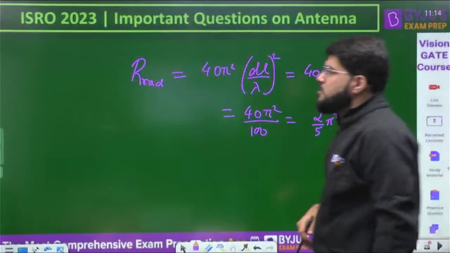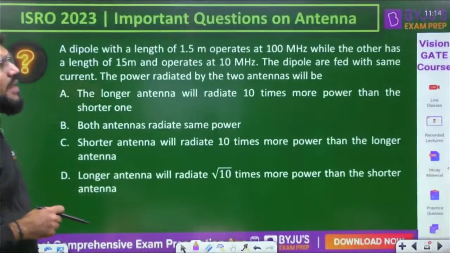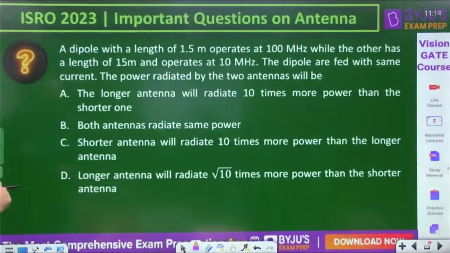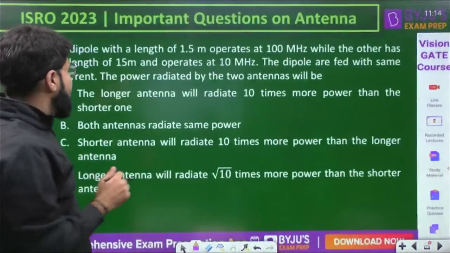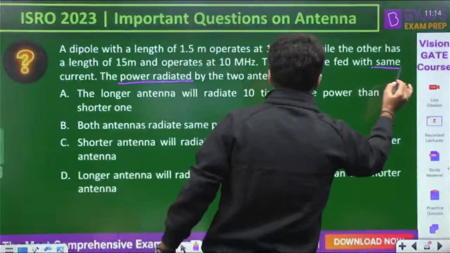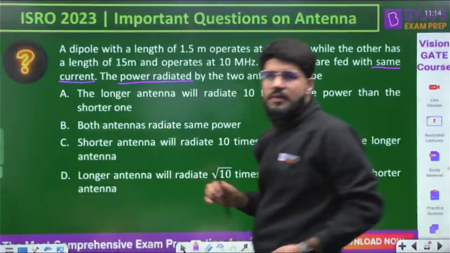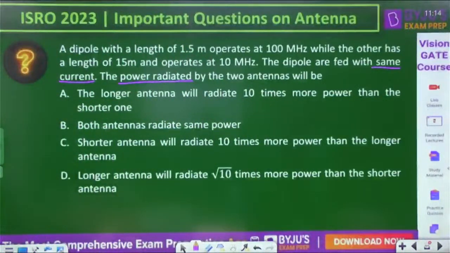Okay, chalo, next question. A dipole with a length of 1.5 meter operates at 100 megahertz, while the other has a length of 15 meter and operates at 10 megahertz. The dipoles are fed with the same current. The power radiated by two antennas. The question is talking about power radiated, and both are fed with the same current.